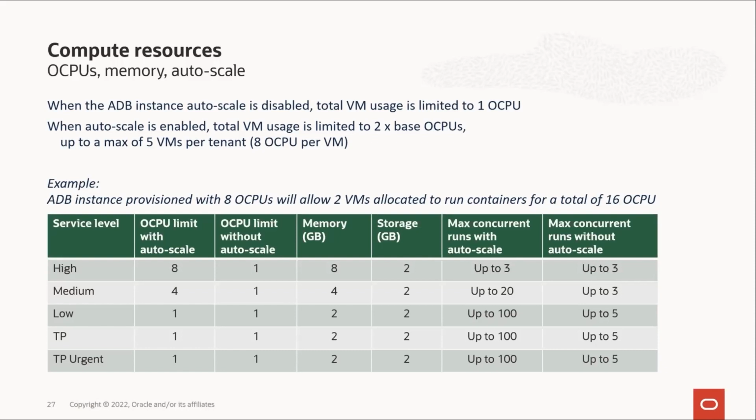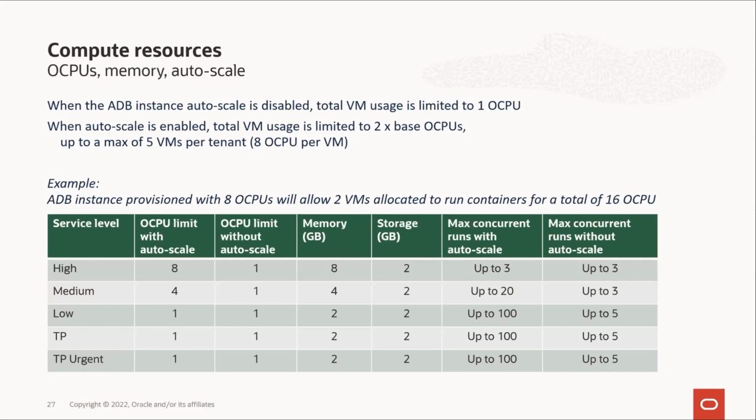Now, parallelism with embedded R execution is tied to the Autonomous Database autoscale feature. When autoscale is enabled, users can use up to 2 times the base OCPU specified for the database. Each VM allows up to 8 OCPUs, and there are a maximum of 5 VMs per tenant supported.